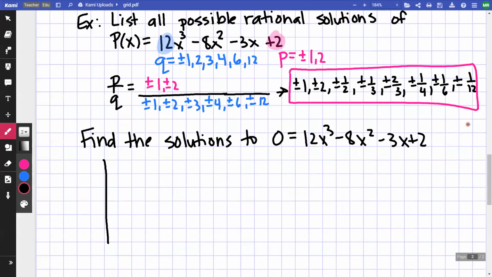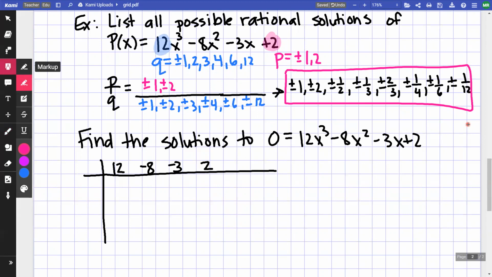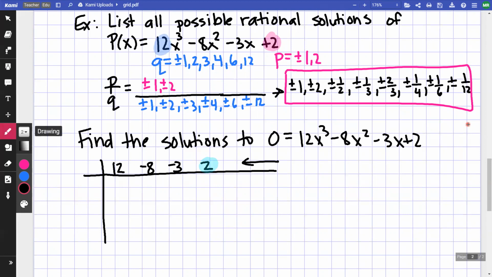I may or may not get it first try. So I have a 12. I have a negative 8. I have a negative 3, and I have a 2. What I always do is I always look to see what I have here, because that would really be my 0. So at 0 on my graph, I'm at 2. Okay, I'm really at 0,2 on my graph. So I'm 2 above my x-axis. I like to kind of think about where I am in the graph. I want to be on the x-axis. I want a 0. So let's say I try my 1.